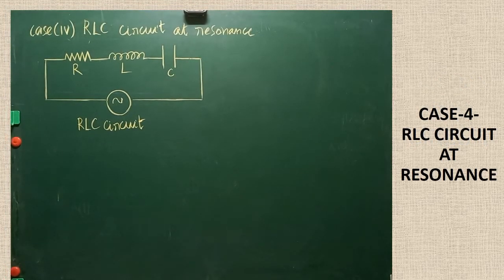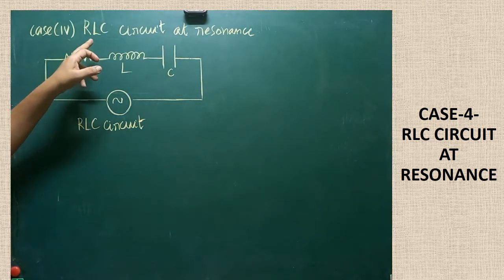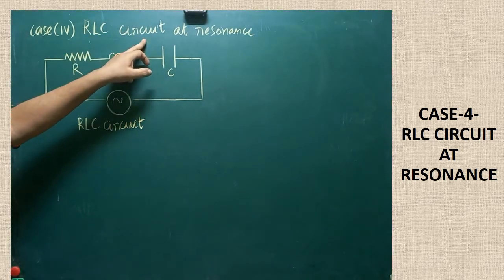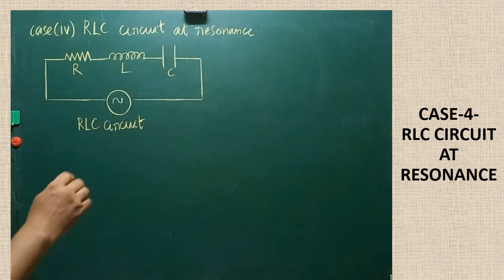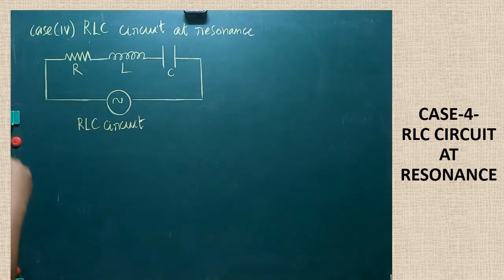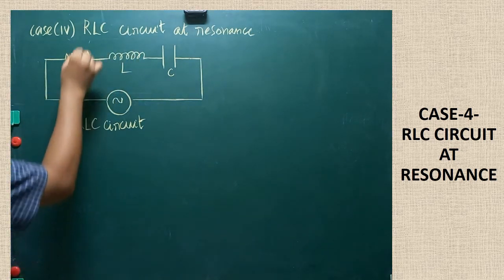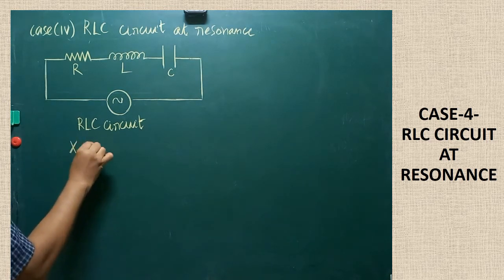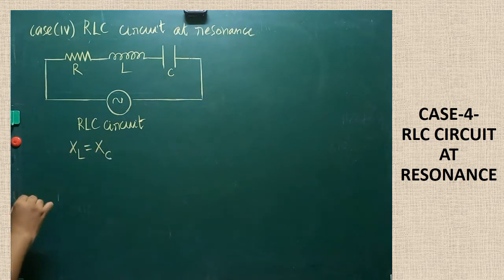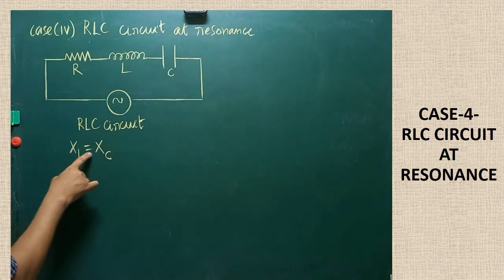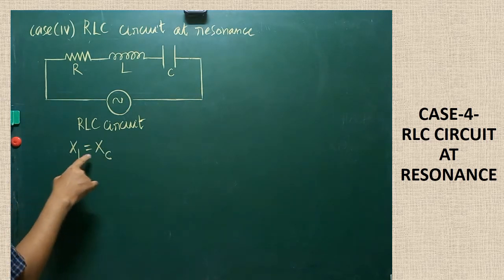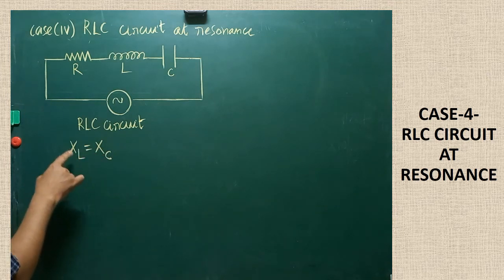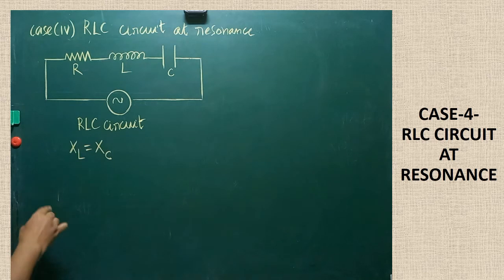Now we are going to calculate the average power in the case of RLC circuit at resonance. Already we have learnt what is the meaning of the resonance condition in the case of RLC circuit. The condition for resonance in the case of RLC circuit is XL must be equal to XC, very important one. Inductive reactance must be equal to capacitive reactance of the circuit. That is, XL must be equal to XC. Again I will repeat, inductive reactance must be equal to capacitive reactance.